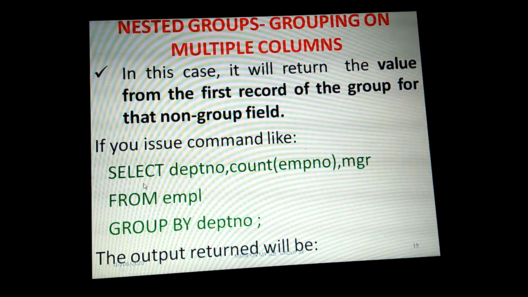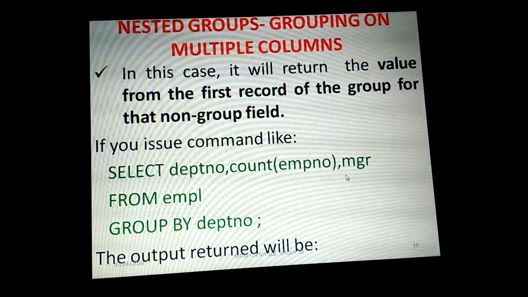For example, we are going to issue the following command: select department number, count of employee number, and MGR. The department number field will be displayed in the output, and then the count of employee number, which we already know. We are going to group by department number. Now one new field we are going to display is MGR. For department number 10 the count will be 3, for 20 the count is 5, and for 30 the count is 6, as we have already seen. So what value is going to be assigned for this MGR?